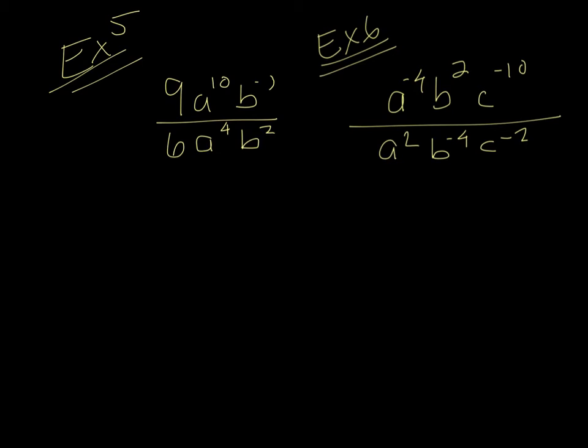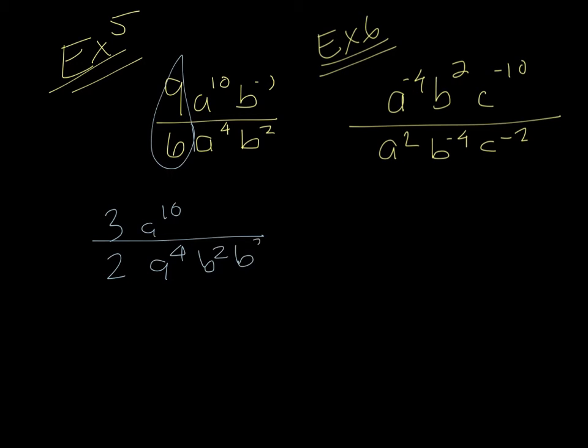Example 5, let's address the negative powers and the coefficients. So 9 over 6 is 3 over 2. I'm just going to leave that as a to the 10th over a to the 4th for the moment. And this b to the negative 3 is going to come down to the bottom. So b to the second and b to the third are at the bottom. So we can simplify the last step in the a's. And we have 3 over 2. A to the 10 divided by a to the 4 is a to the 6th up top, because there's more of them, and b to the 5th on the bottom.